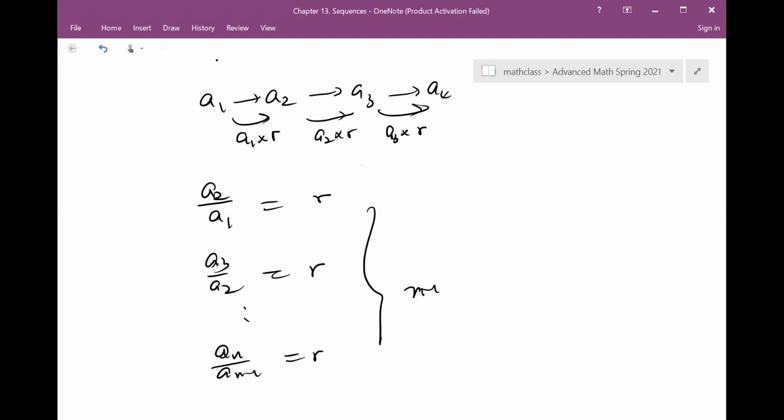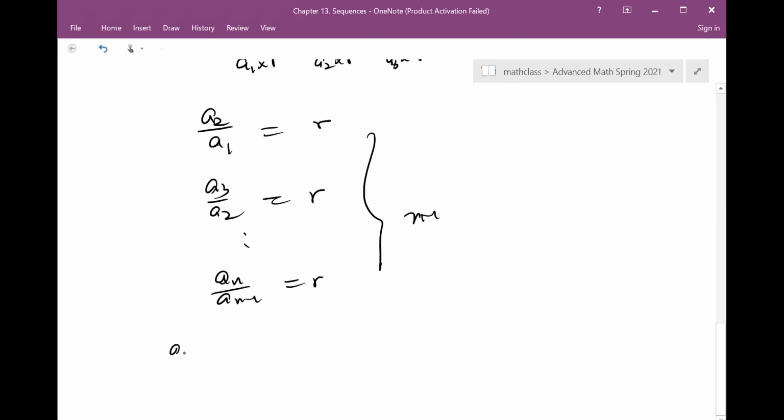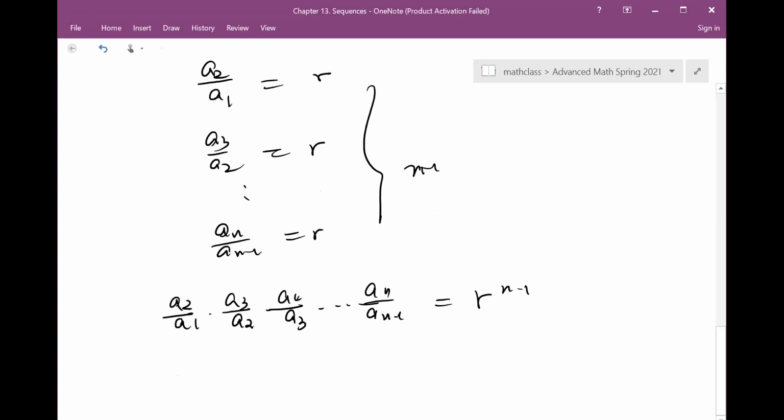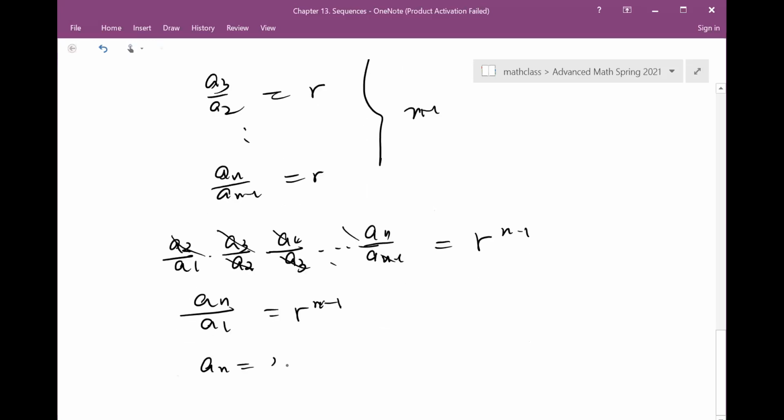So this time we're not going to add them together. We're going to multiply them out. The term on the left-hand side, okay, how many equations here? It is R to the N minus 1. So R times R times R, you have N minus 1 R's there. But A2 cancels out, A3 cancels out. So all the terms in the middle cancel out, and we only have AN over A1 equals R to the N minus 1.